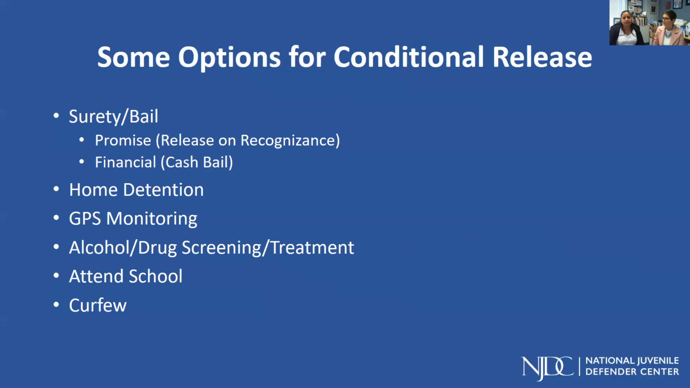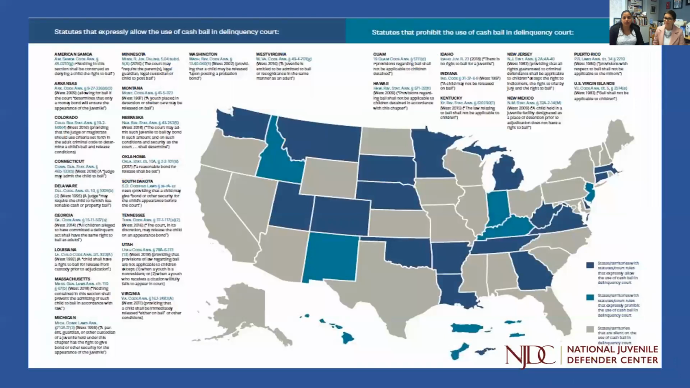Today, cash bail is a more common form of conditional release to ensure a person's presence in court, but when that bail amount is set at a figure too high for both the client and their family to pay, it's deemed excessive under the 8th Amendment. So the National Juvenile Defender Center wanted to understand what bail practices looked like across the country. So we conducted a study to understand those practices and the impact that they had on clients and their families.